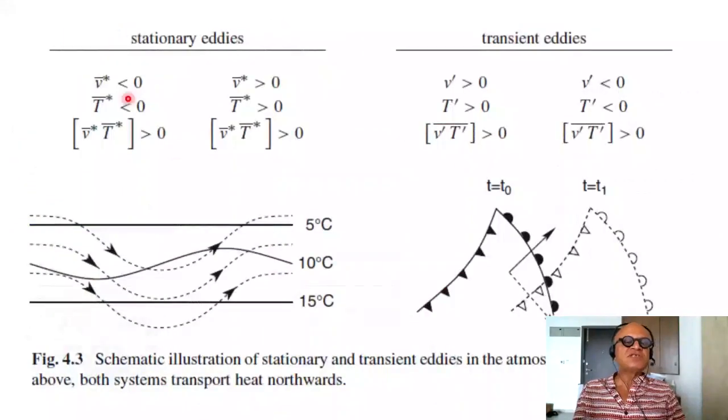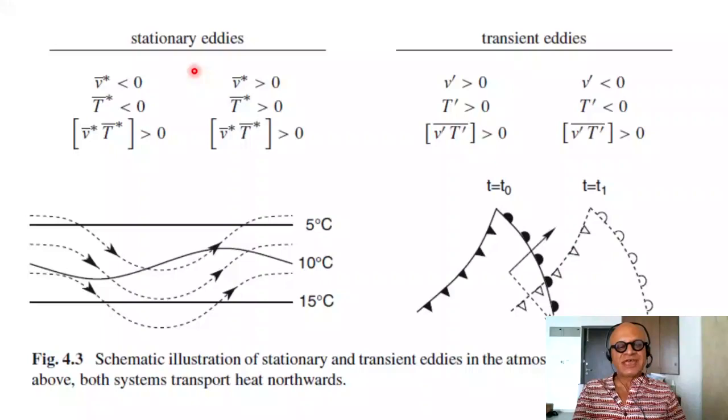Okay, so an easier way to see this is the covariance. So if v star bar is less than zero, as is shown here, T bar star is less than zero because we are going from colder temperatures to warmer temperatures. So then v bar star, T bar star, spatially averaged, is greater than zero, so they are correlated and they have a net transport. This is the other way, where v bar star is greater than zero and T bar star is greater than zero. Then again you get net transport because the spatial average of their product is not zero.